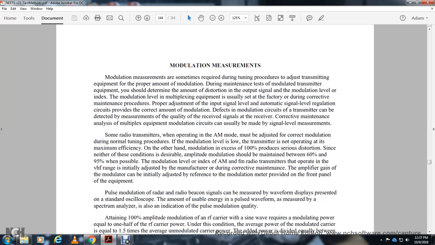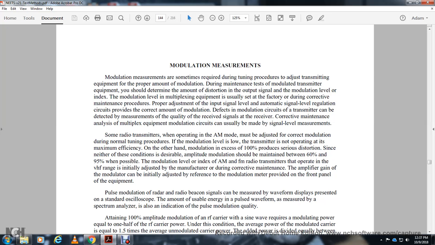Some radio stations use AM and may be adjusted for the correct modulation during normal tuning. A modulation level that is too low means the transmitter is not operating at maximum efficiency. On the other hand, modulation in excess of 100% causes serious distortion. Since neither of these conditions is desirable, amplitude modulation should be kept between 60 and 95% when possible.